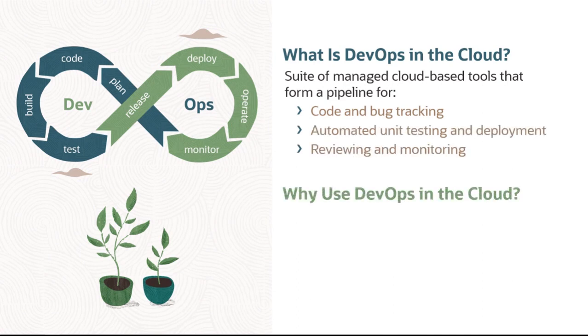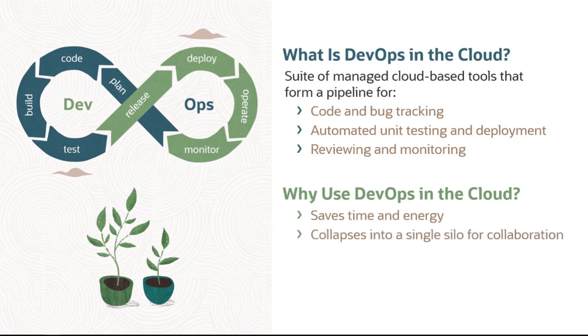Now, the question is, why use DevOps in cloud? There are several reasons why customers would want to use DevOps in the cloud. Some of those reasons include it saves time and energy. Building DevOps infrastructure requires a lot of work. A pre-built solution will save time and energy. Next is it collapses into a single silo for collaboration. DevOps minimizes the silos and gaps by eliminating the boundaries between the conventional developer and the operation roles. This ensures business continuity, accountability, and desired results across groups.